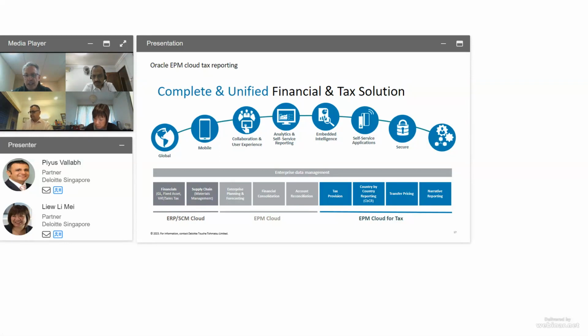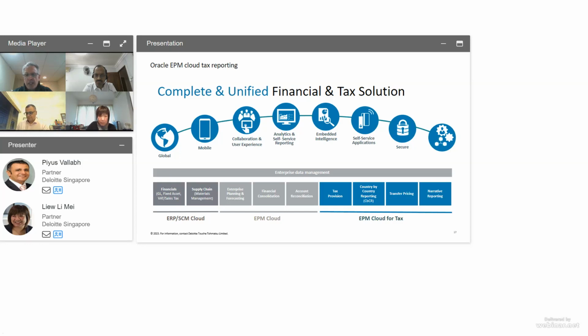And tax reporting is part of the EPM cloud suite of solutions. So now tax reporting handles tax provision, country by country reporting, transfer pricing, as well as narrative reporting. Now, narrative reporting can be used across all EPM solutions as well. So across the top, as a rainbow to all of these solutions, we have complete self-service. Many of our customers, our tax reporting customers, use the application.